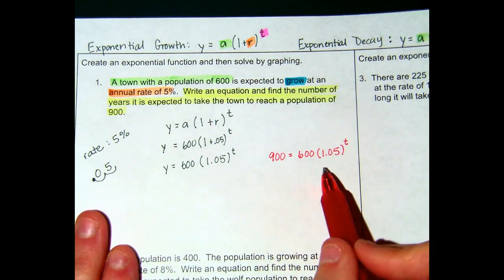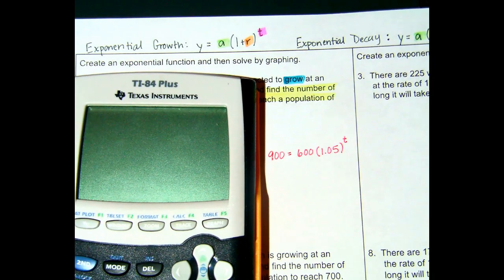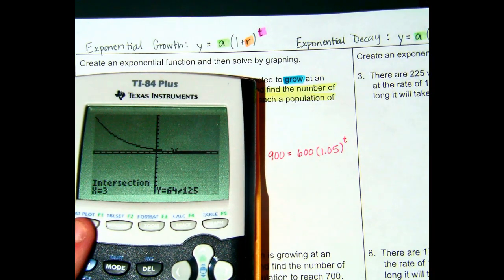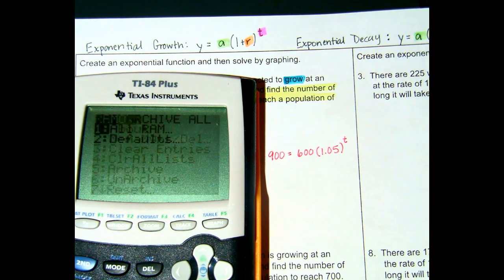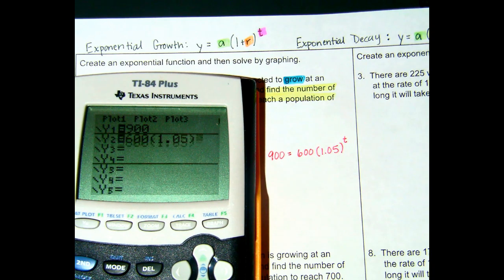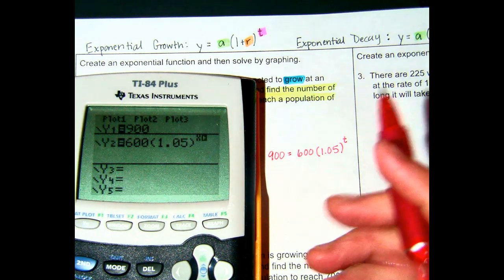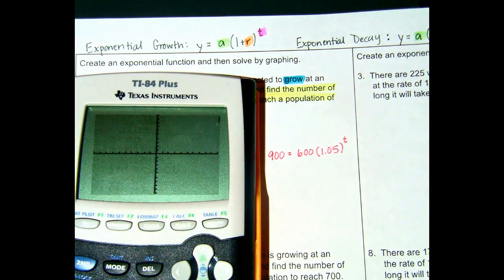This is what I'm going to plug in the calculator. It is no different than what we did yesterday. I need to reset my calculator so that I get the right answer. Go to Y equals, make sure it's cleared out, 900, and then 600 times 1.05. Raise it to, I don't have a T, I need to put X. Then second trace 5. Wait till it comes up, it'll take a minute.